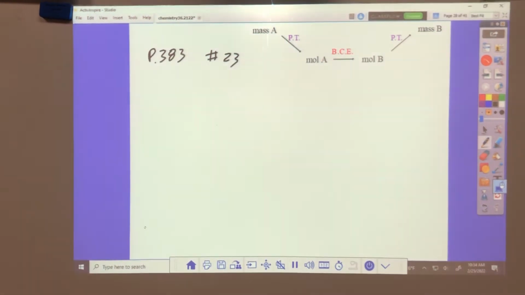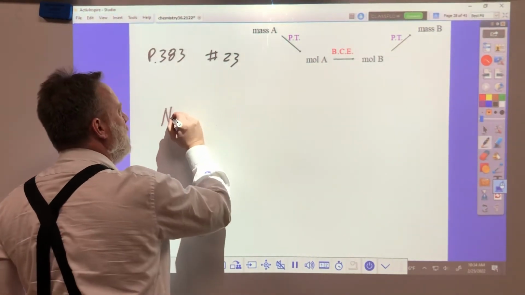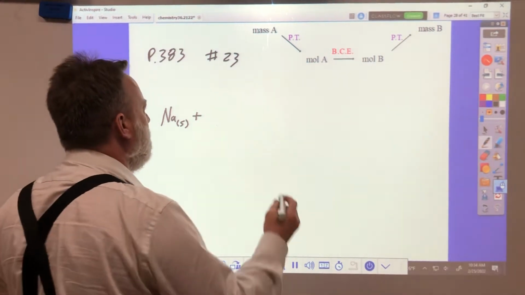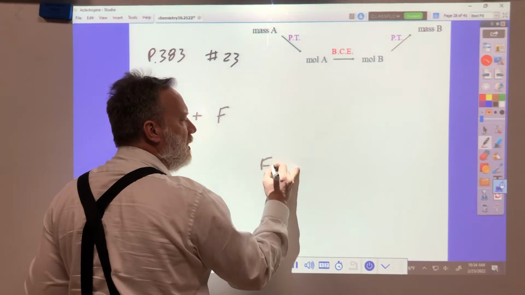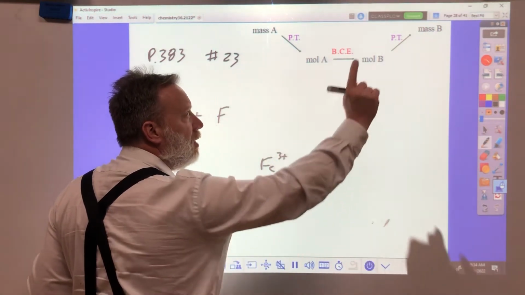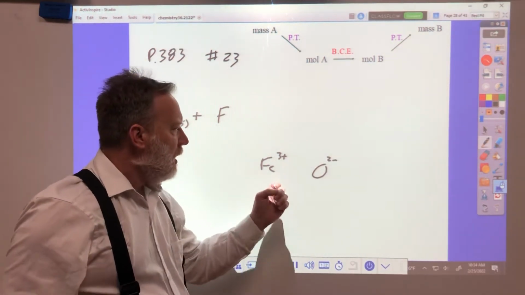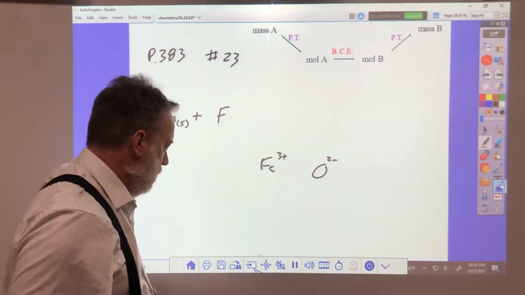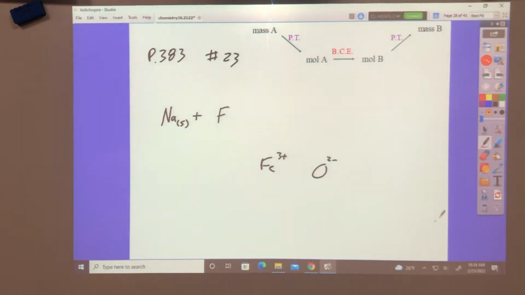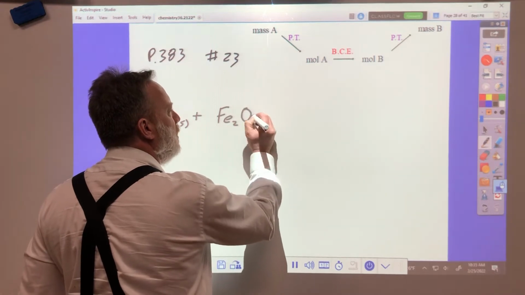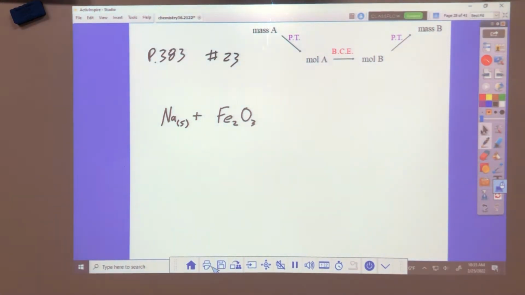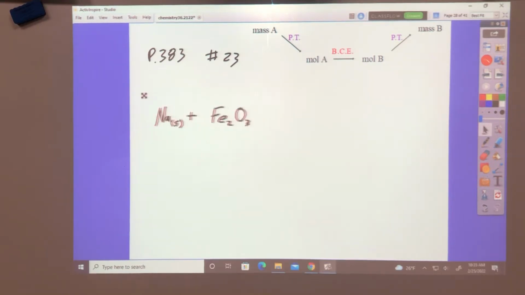Okay, it says the reaction between solid sodium, it's Na solid, and iron 3 oxide, ordinary rust. Iron 3 means the charge is Fe3 positive, and you're going to combine that with oxygen. From the periodic table, you should know that oxygen is 2 minus. You're going to take 2 of these, 3 of these, you're going to move 6. You should remember how to do that. So that's important, because if you don't have Fe2O3, if this is wrong, your balancing will be wrong, everything will be wrong. So this is why we spent so much time on flashcards and chemical formulas.